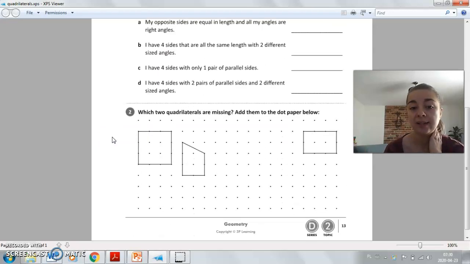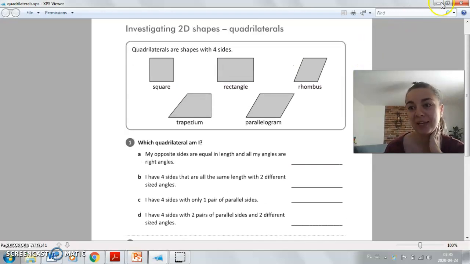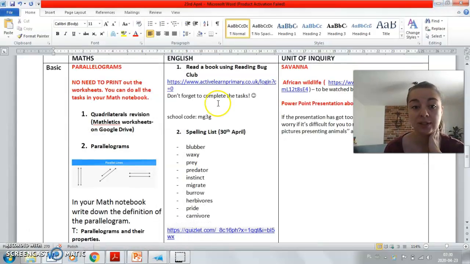And then the second task is that you've got 3 of them and 2 are missing. So you can use the paper here or just draw them in your math notebook. So as you can see, there is no need to print it out, and just do the task in your math notebook like we would do while being in the class. Okay, so that's the first part, just the revision.